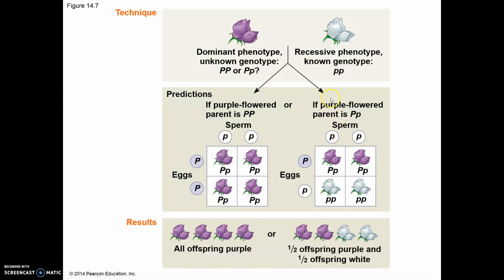Because you can see here the recessive genotype, little p, will always contribute a little p. So half the time the purple flower will give you purple, and half the time you will get the recessive allele. So this is an easy way of determining whether you have big P, big P, or big P, little p.